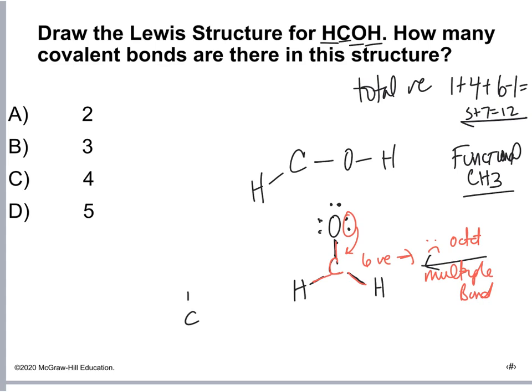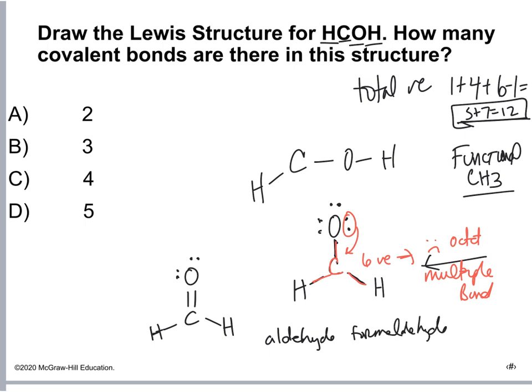So we redraw with carbon double bonded to oxygen, and we still have the same number of valence electrons. And this, you'll learn, is an aldehyde. It's actually formaldehyde, which preserves bodies. And carbon has its 4 bonds and 0 lone pairs. And oxygen here has 2 bonds and 2 lone pairs. So 2 bonds, 2 lone pairs for oxygen. And then for carbon, we have 4 bonds, 0 lone pair.